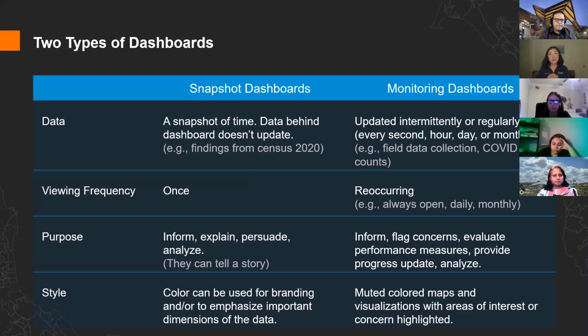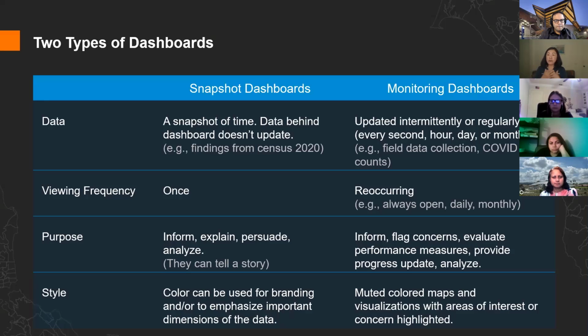So from our experience, there are two types of dashboards: snapshot dashboards and monitoring dashboards. A snapshot dashboard summarizes data at a static time. So the time it represents typically is inherent in your dashboard. For example, you can make a dashboard based on the census data, census 2020 data, or you can make a dashboard based on a study you just conducted, which I will show one later.